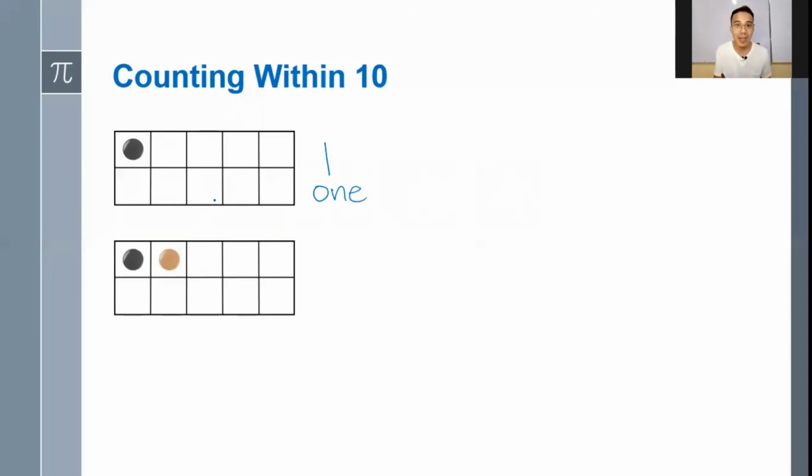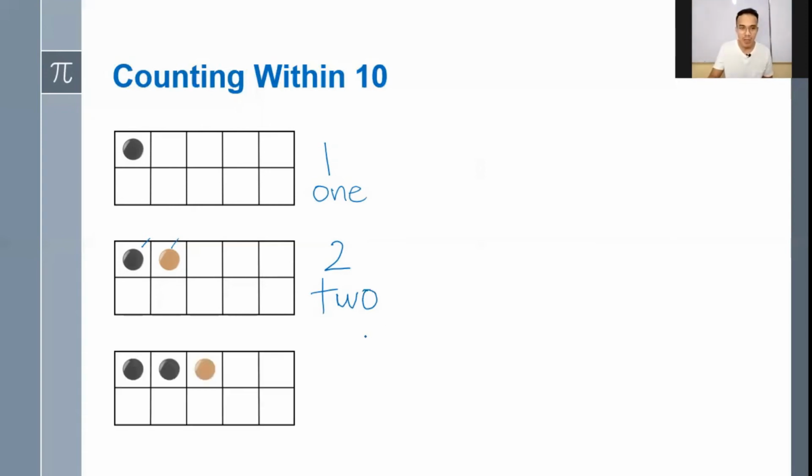Next, I'm going to add one more. So there are how many counters now altogether? We have 1, 2. So there are 2 counters. So I'm going to write here number 2. This is how you're going to write number 2. And to spell out the word 2, you have to start with letter T, followed by W, and then O. This is 2. 2 apples, 2 counters, 2 objects, 2 toys, 2 cell phones, and so on.